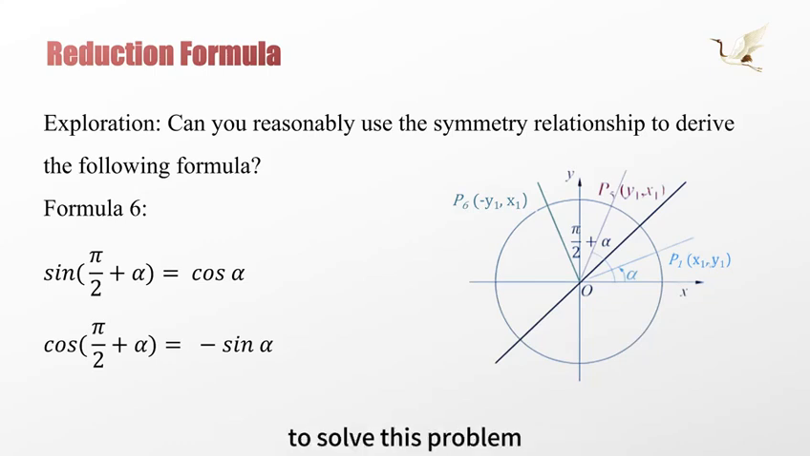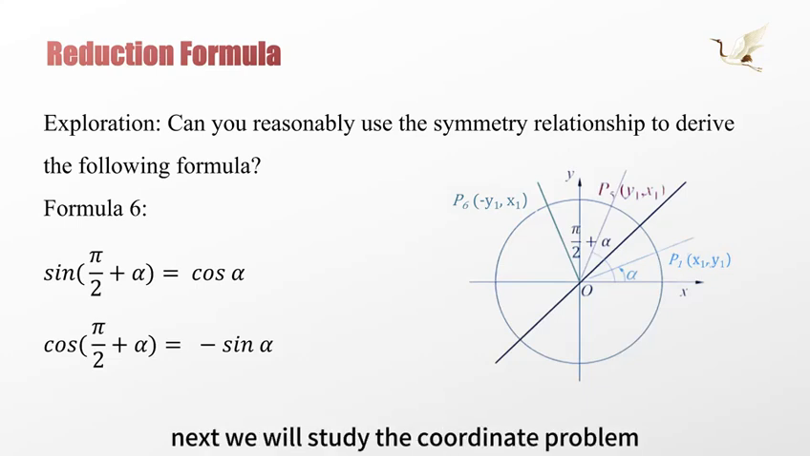To solve this problem, we can first make point P5 symmetrical to point P with respect to the line y equal to x. Then make point P6 symmetrical to point P5 about the y-axis. Then OP6 is the terminal edge of half pi plus alpha. Next we will study the coordinate problem.